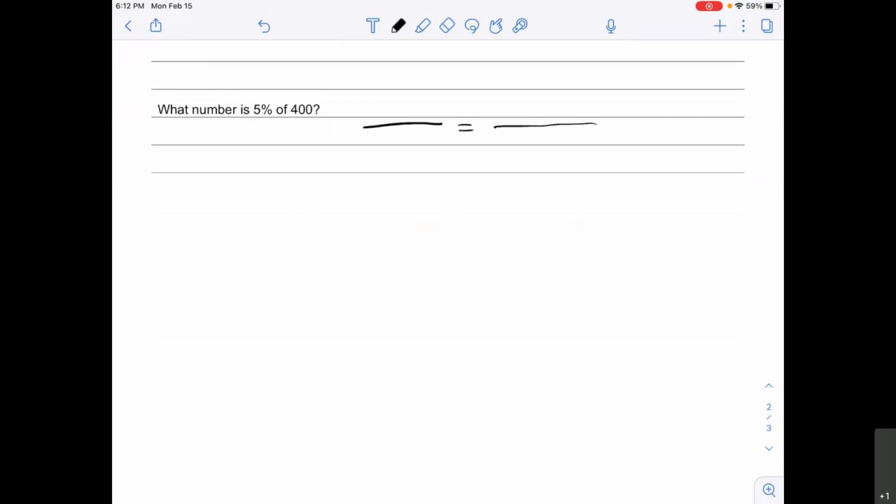Setting up the proportion here, what number is 5% of 400? Okay, always my 100 goes here. I see a percent right away. That's 5% that's going to go here. And then "of 400" tells me that this is my whole.